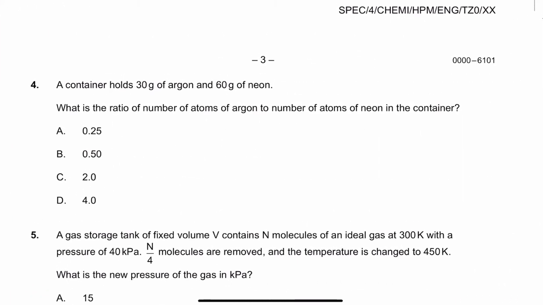Question number 4. A container holds 30 grams of argon and 60 grams of neon. What's the ratio of numbers of atoms of argon to numbers of atoms of neon in the container?